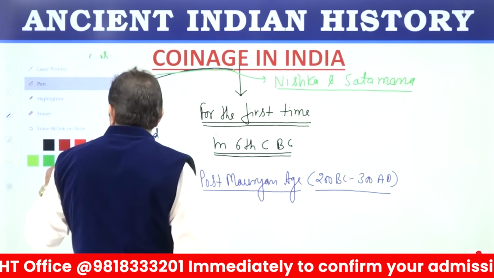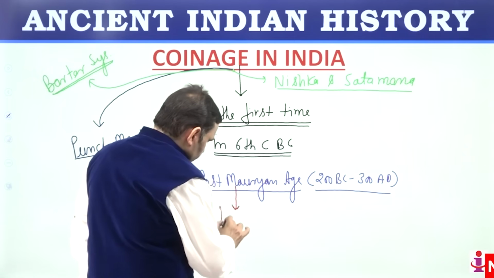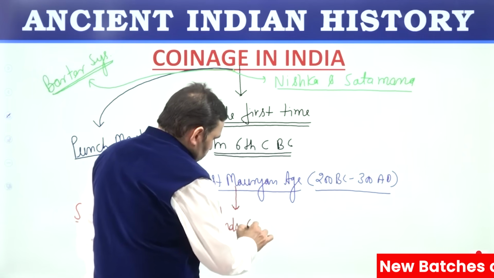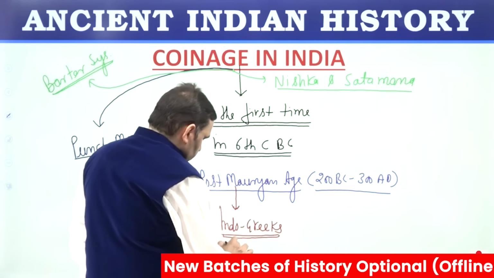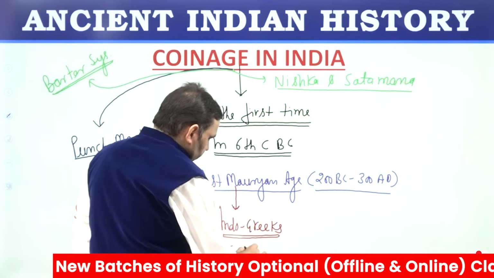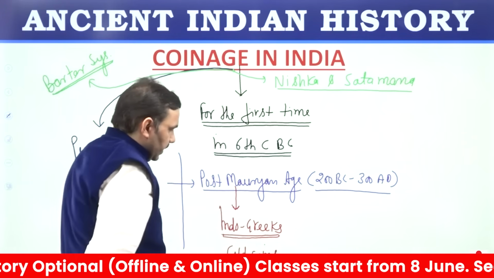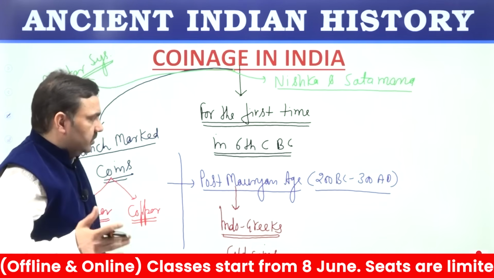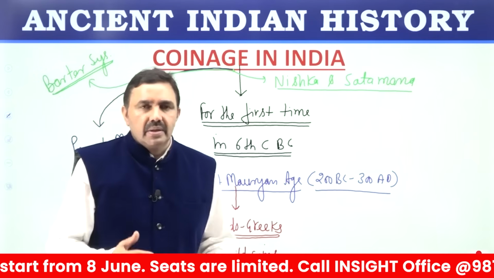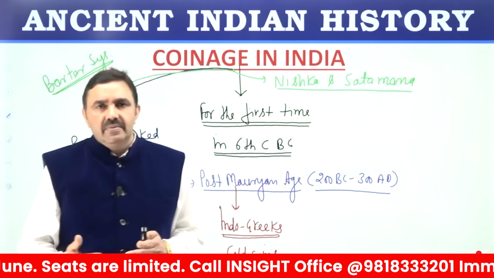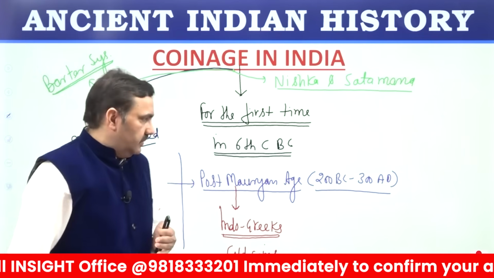So in post-Mauryan age, Indo-Greeks issued gold coins. So Indo-Greeks were the first to issue gold coins, or for the first time gold coins in India were issued by Indo-Greeks. Then Kushanas, Sakas continued, but the maximum number of gold coins were issued by Gupta rulers in Gupta period. That is one of the reasons why Gupta period is often termed as the golden age in Indian history.